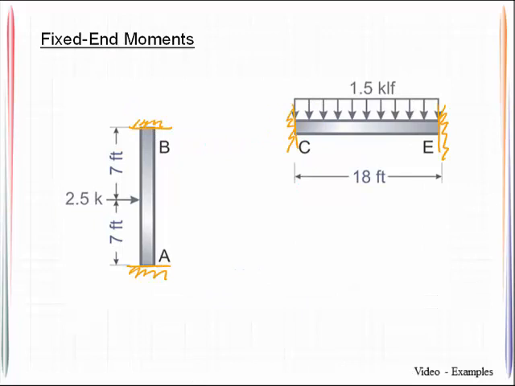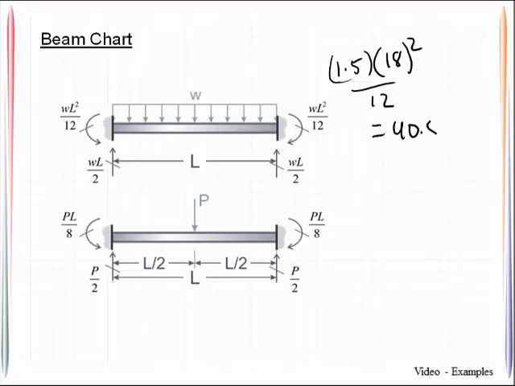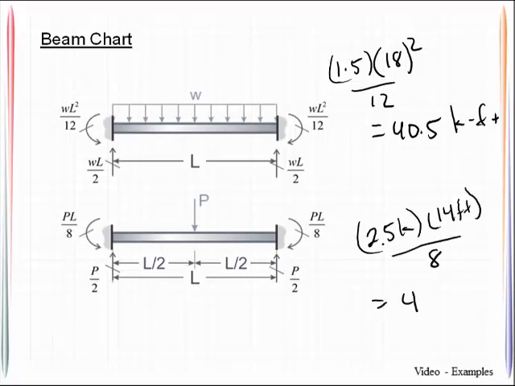Now in order to compute these, I'm going to have to go to my beam charts that tell me that for distributed load it's wL squared over 12, so that moment would be 1.5 kips per foot, 18 feet squared over 12, and that is equal to 40.5 kip feet. And then for the one with the point load, it's 2.5 kips times 14 feet all over 8, and that will be equal to 4.38 kip feet. Let me go ahead and put these back on the free body diagram here.